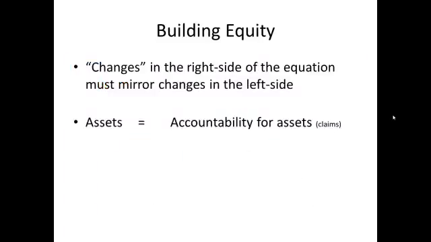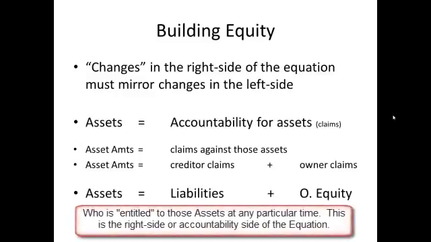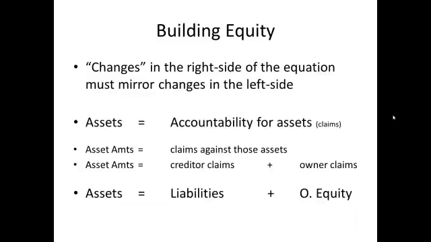All changes in the right-hand side of the equation must mirror changes on the left-hand side. As assets change in total on the left-hand side, something on the right-hand side changes. Our basic equation, assets, and the accountability for assets, claims on the right-hand side. Asset amounts either represent creditor claims, called liabilities, or owner claims, called owner equity. If you can understand the changes to owner equity out of Chapter 1, you'll learn a very valuable lesson for this chapter.